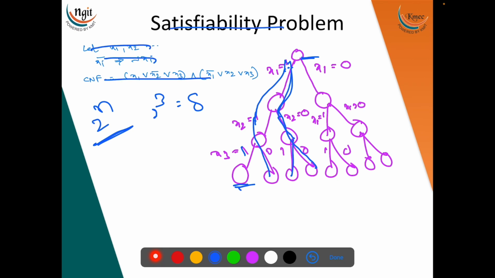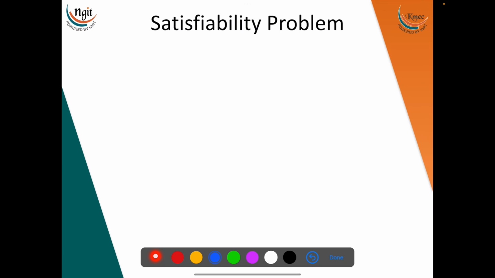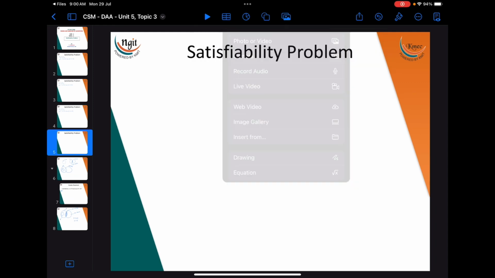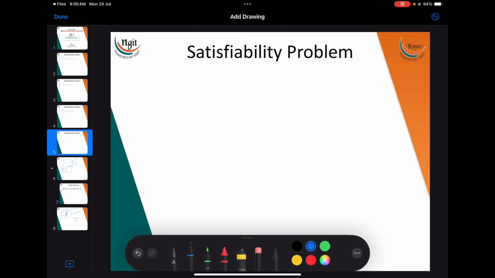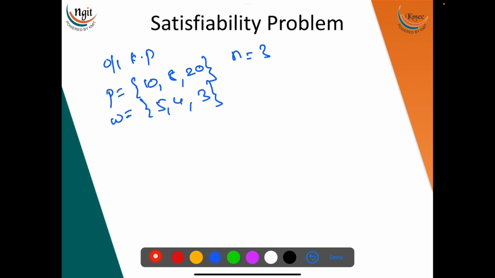Now let's say that I have erased the satisfiability problem. I have erased all these things and I have shown you only this diagram. What does this diagram look like? A state space tree to solve the knapsack problem. Correct? If I take out all these things and only this diagram is presented, and I ask you to recollect what this diagram is for, we can say this diagram belongs to the knapsack problem. Because if I draw a knapsack problem, it will be the same. Now I'm taking an example, a 0/1 knapsack problem example. Profits are 10, 8, 20, where n is equal to 3. Weights are 5, 4, 3, where m is equal to 8.